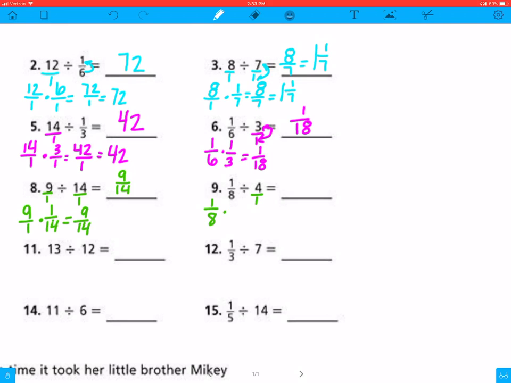1/8 multiplied by 1 over 4, so 1/4 is equal to 1/32. And that's my final answer for that one.